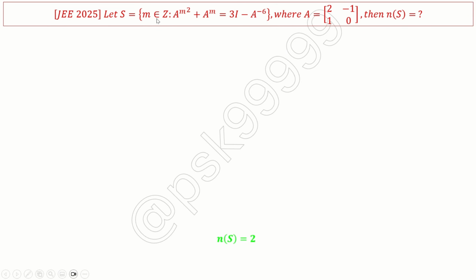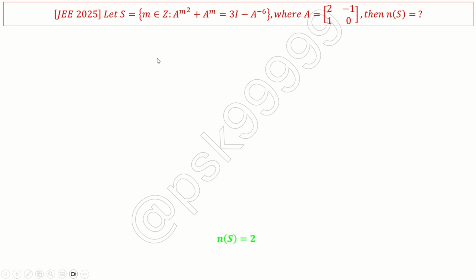Let S equal to the set of M belongs to real numbers, where A to the power of M square plus A to the power of M equal to 3I minus A to the power of minus 6, where A is the matrix 2, minus 1, 1, 0. Then what is the number of elements in set S?